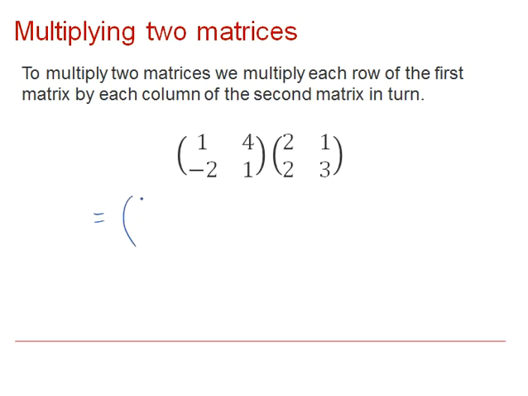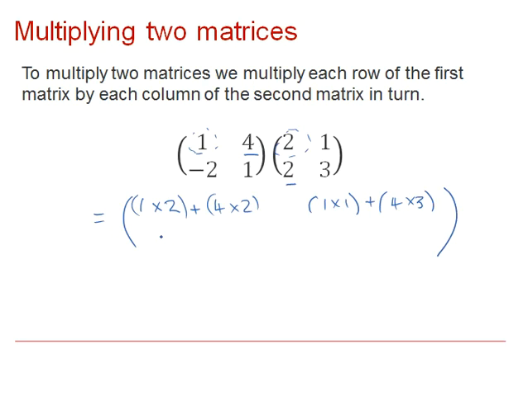we multiply 1 by 2, in other words, this element here by this element here, and then we also add the 4 times 2. If you put brackets around them, that makes it a little clearer. Moving along then, we look at the first row times the second column, in other words 1 by 1, and then we add 4 by 3.